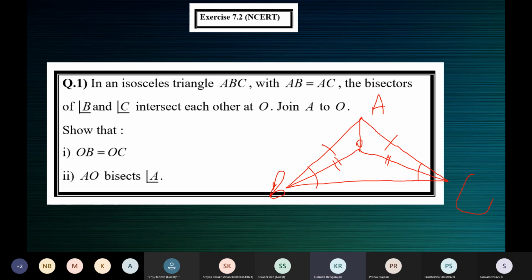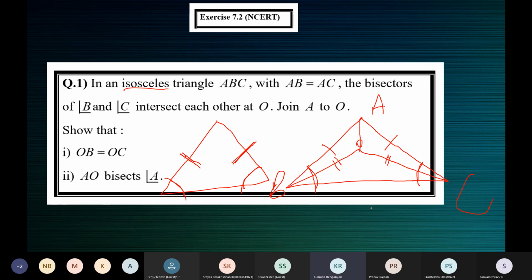Yes, Shreyas, you're right. So children, it's like this. In a triangle, we know that when two sides are equal, the angles opposite to them are also equal. Since the triangle is an isosceles triangle, and we are given that AB is equal to AC, the angle opposite to AB, that is angle C, will be equal to the angle opposite to AC, which is angle B. So you know that angle B is equal to angle C.